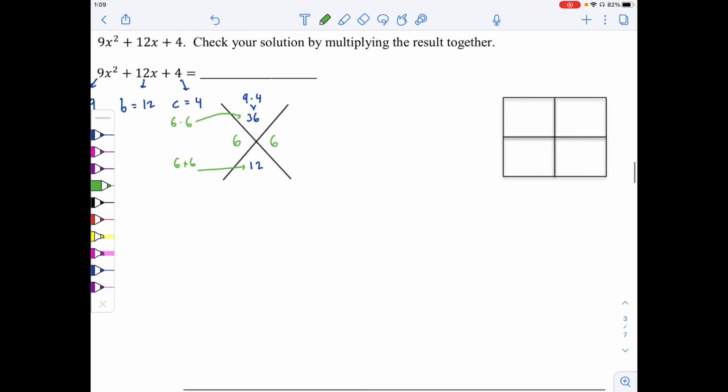Okay, remember, first term goes in the first box. That's 9x squared, our first term. Put it in the box. Last term, 4, goes in the last box. Then our two numbers, 6 and 6, we put in here, 6x and 6x, with the x's.